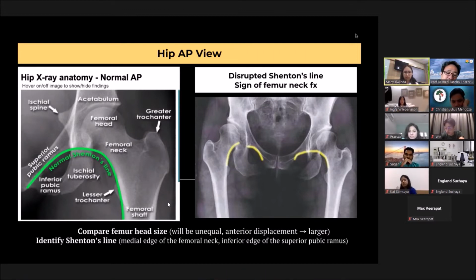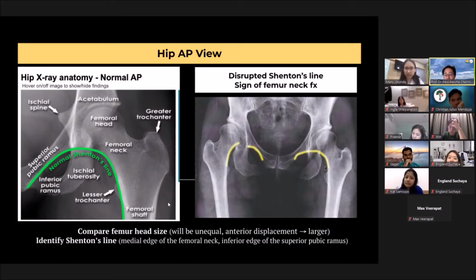The other thing you can look at is Shenton's line. It's just an imaginary border that you draw from the medial edge of the femoral neck to the inferior edge of the superior pubic ramus. If it's one connected line, then usually it's okay, although there still might be a fracture. This picture is hip dysplasia, not hip dislocation.